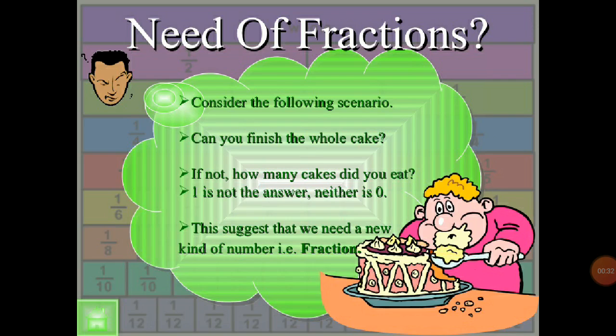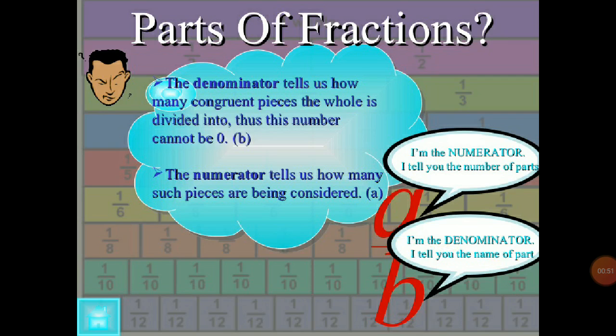Now, need of fractions. Consider the following scenario. Can you finish the whole cake? If not, how many cakes do you eat? 1 is not the answer, neither is 0. This suggests that we need a new kind of number, that is fraction.